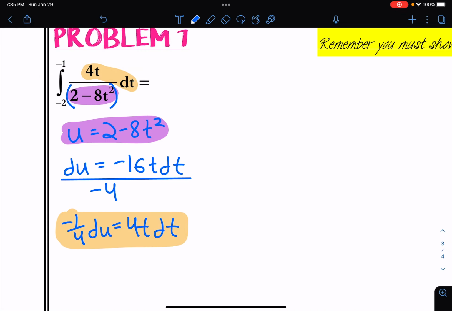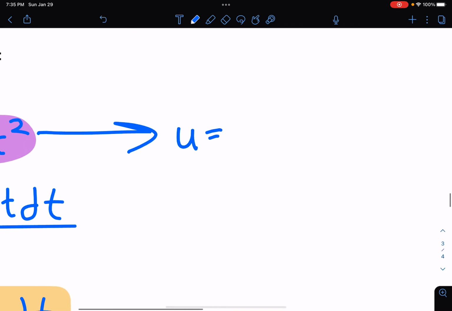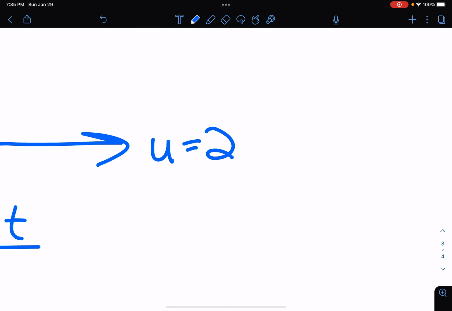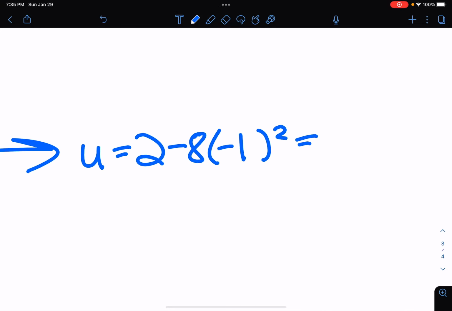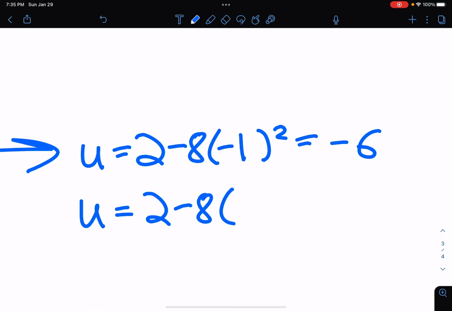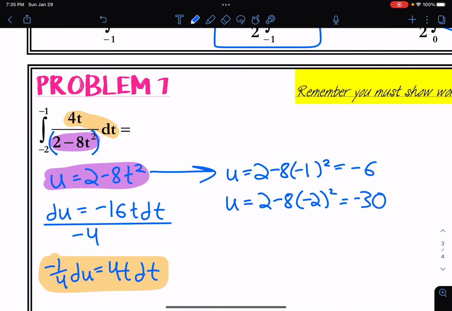So -1 and -2, let's go ahead and plug those in. Starting with my upper one, u equals 2 minus 8 times -1 squared, right? So that is going to give us 2 minus 8, which is -6. And then u equals 2 minus 8 times -2 squared. So -2 squared is 4, times -8 is -32. 2 minus 32 is going to be -30. So a couple of weird ones there.